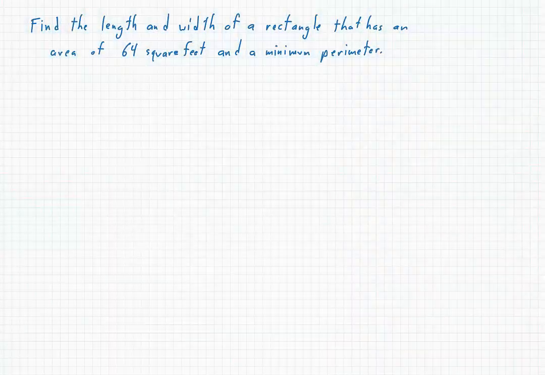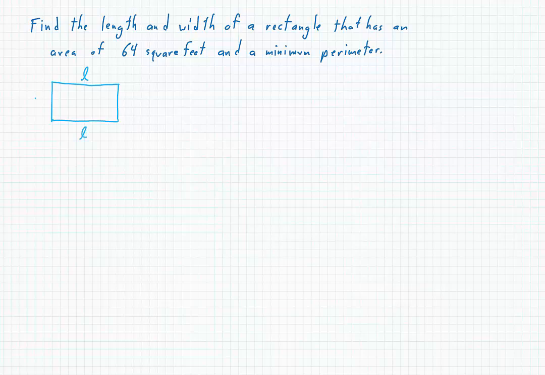Find the length and width of a rectangle that has an area of 64 square feet and a minimum perimeter. So let's start by drawing a rectangle. And we'll remind ourselves that rectangles have a length, actually they have two of them, and they have a width, actually two of those. So perimeter is twice the length plus twice the width.